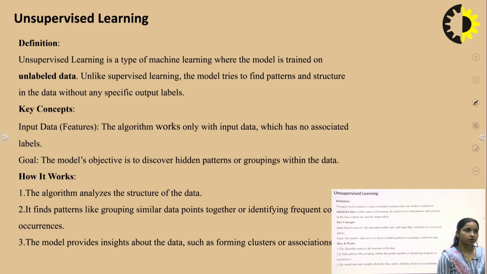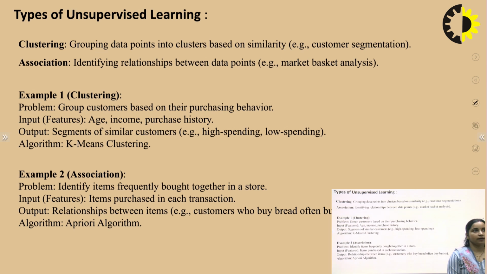So, how does it work? The algorithm analyzes the structure of data. Then it finds the pattern, like grouping similar data points together or identifying frequent co-occurrences, and the model provides insights about the data, such as forming the clusters and associations. So, now what are the types of unsupervised learning? It is clustering and association. Clustering is grouping the data points into clusters based on the similarities.